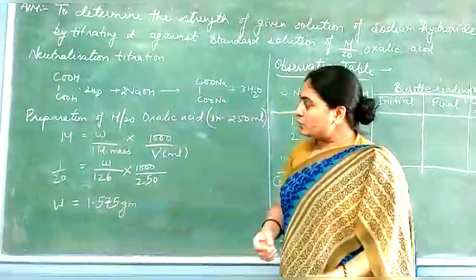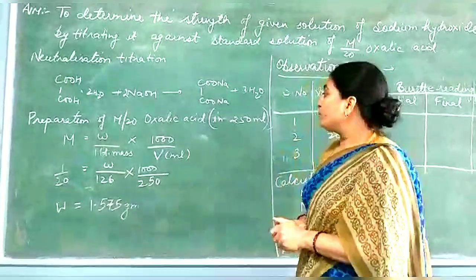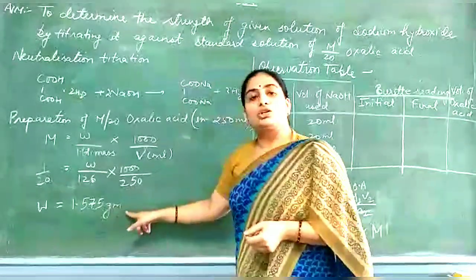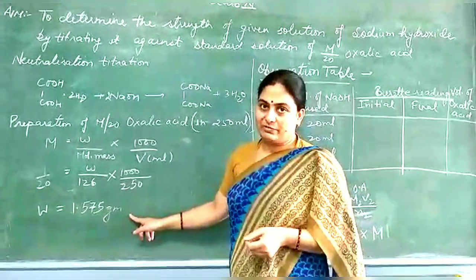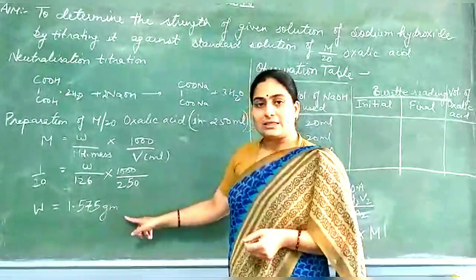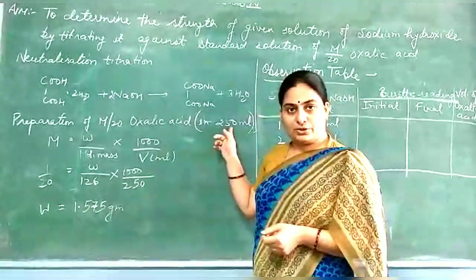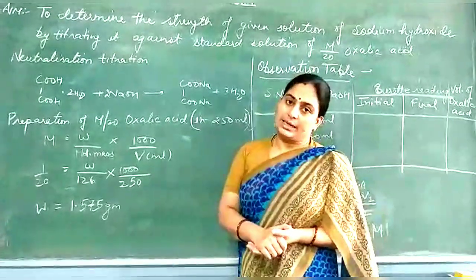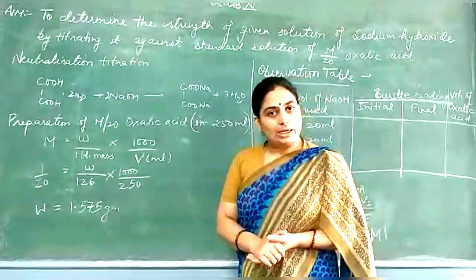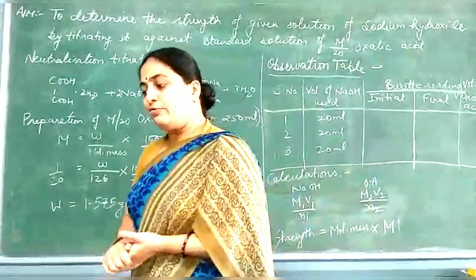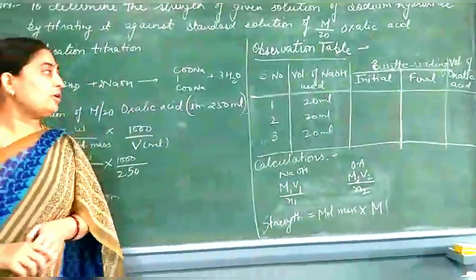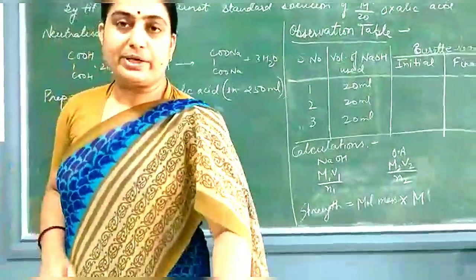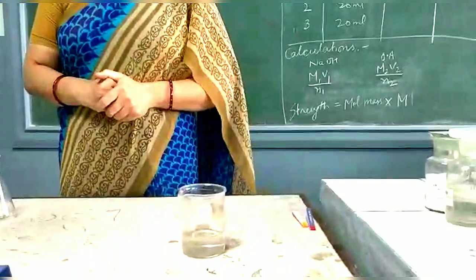So to prepare M/20 oxalic acid, I have to take 1.575 gram of oxalic acid in 250 ml of solution and mix it well. That solution is oxalic acid of M/20 molarity. I have prepared the solution of oxalic acid, and I have taken a small amount.